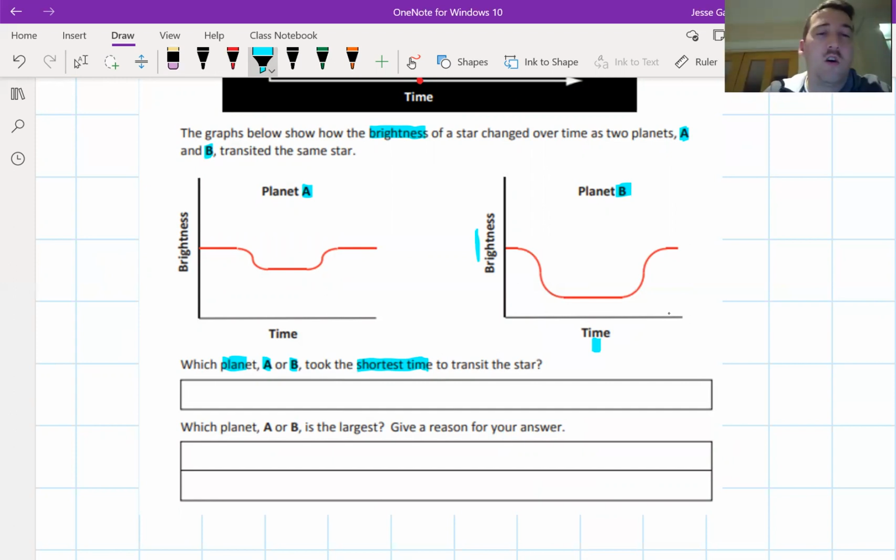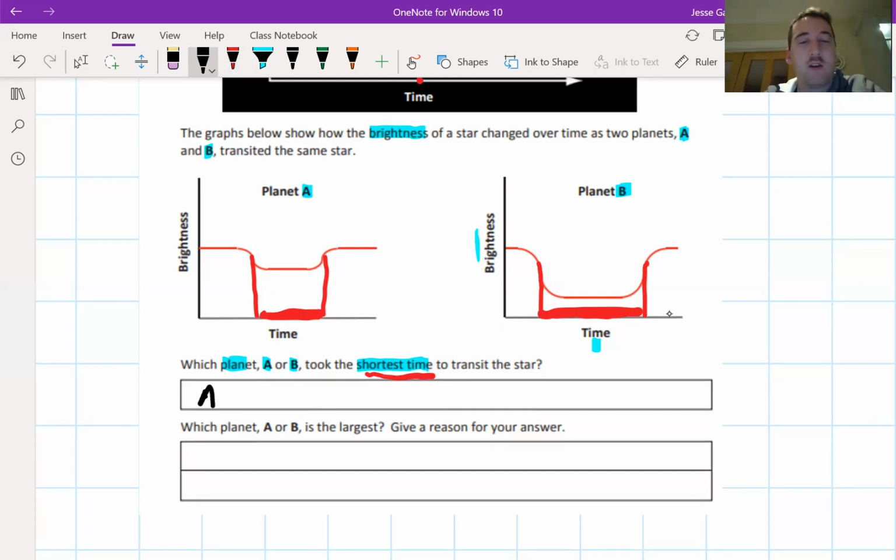Okay, so hopefully you saw, if you've written down A or B here, that the time it took for A was from here to here. It was this amount of time. So is planet B more or less than this? Here is where it started to go across, and here is where it finished going across. This is definitely a bigger amount of time than it was for A. So my answer, which one took the shortest time? That would be A. A took less time. Hopefully you wrote down A.